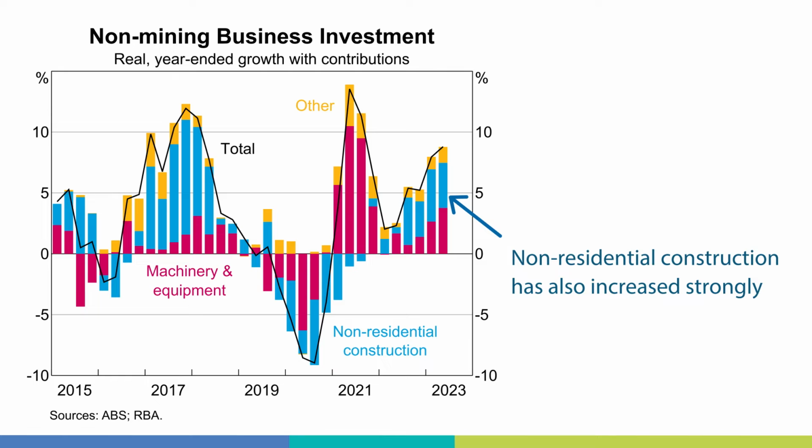Non-residential construction, the blue bars, has also increased strongly. Very low vacancy rates and a large increase in rents for industrial property like warehouses have led to a strong pickup in building activity. Business investment and public demand are expected to continue to contribute to output growth in coming quarters, supported by strong population growth, an easing in supply constraints, and a large pipeline of projects, including for public infrastructure.